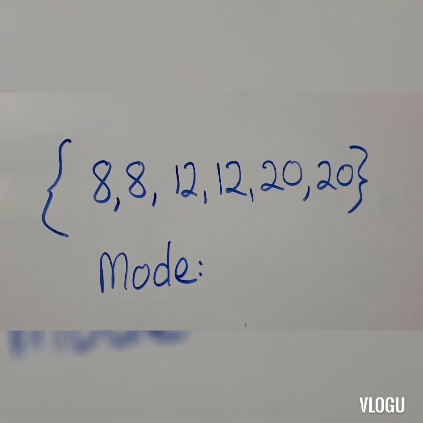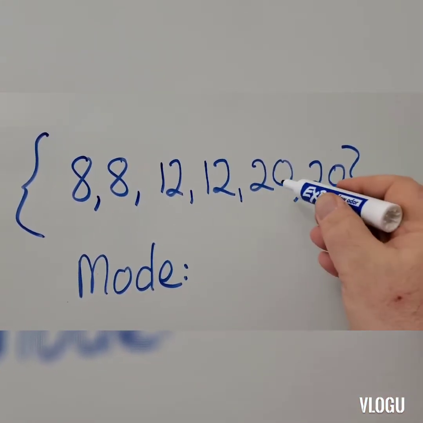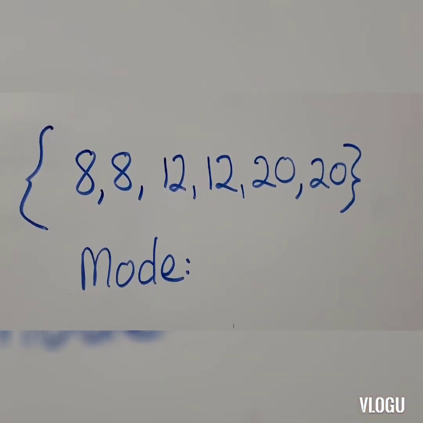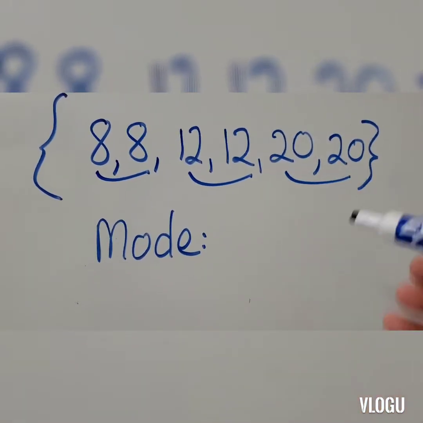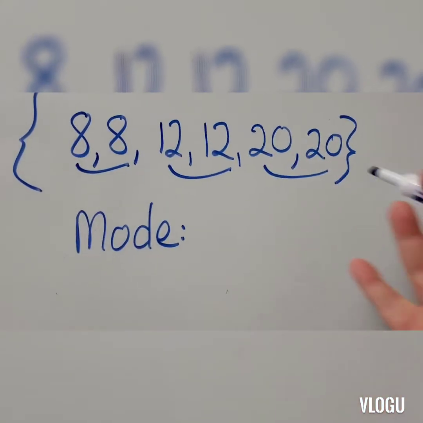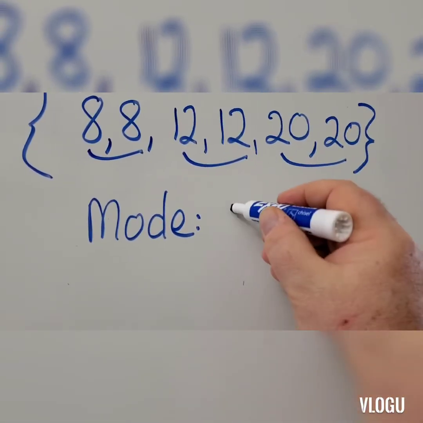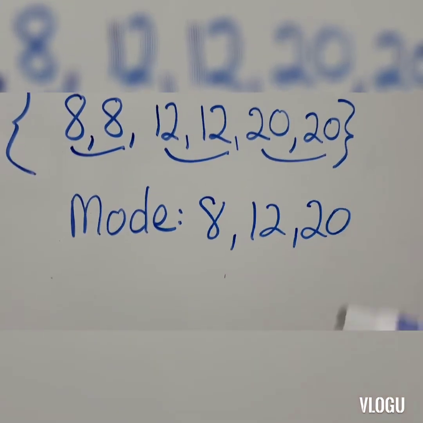In this example, we see that the 8s repeat, the 12s repeat, and the 20 repeats. Each one repeats the most. There's an equal number of repetitive numbers. So our mode is 8, 12, and 20.